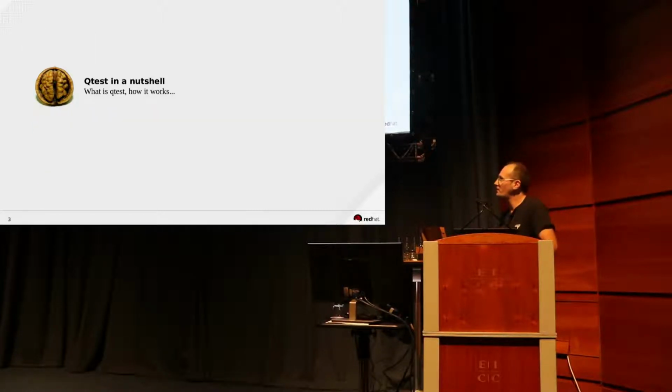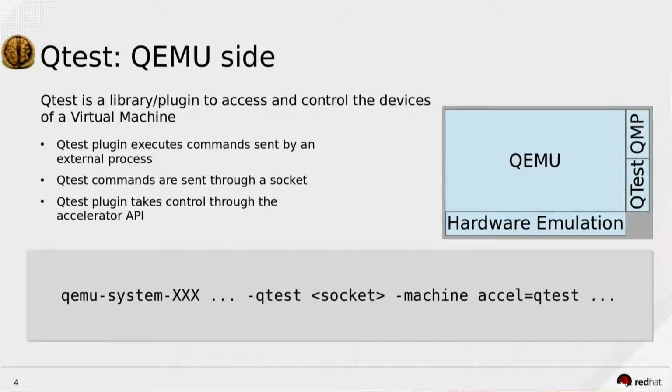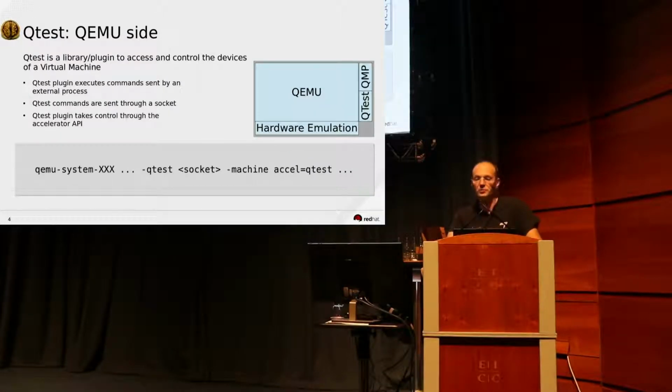So let's start with Qtest. Qtest is a tool that has been introduced 6 years ago to ease QEMU automatic testing. It allows to take control of a virtual machine and to read and write on the memory and the I/O space of the machine from an external process.